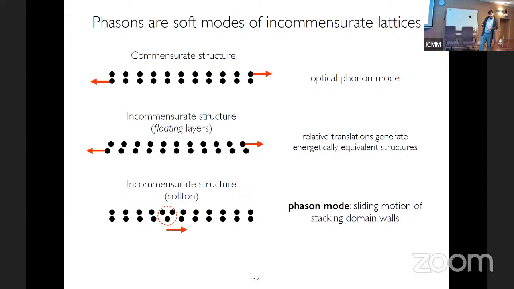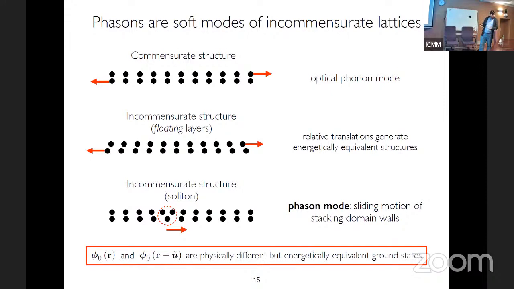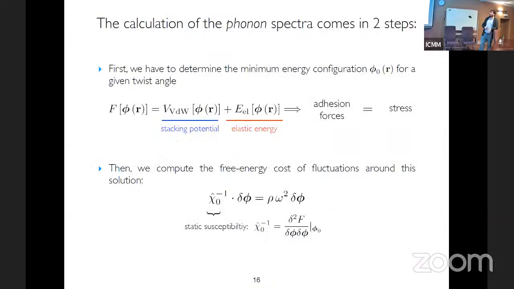But now this phase freedom is no longer a rigid translation of one layer with respect to the other. It is the sliding motion of these solitons, and this is a more complex atomic rearrangement. And it is in this complexity that all the interesting physics comes. Okay, so this is the cartoon picture of all this physics. Let me show you a couple of equations.